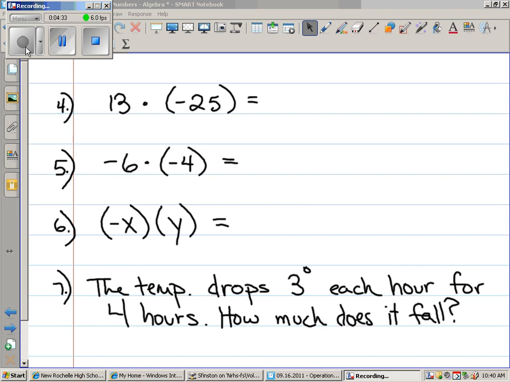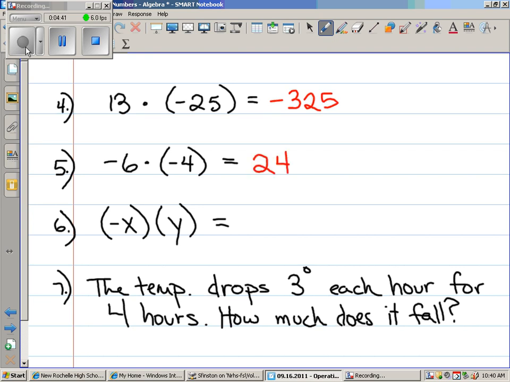So let's do the first one. The first one is negative 325. The second one is going to be positive 24. How about that third one? How do we even write that down? X times y. Yeah, you guys are right. Negative xy. Great job.